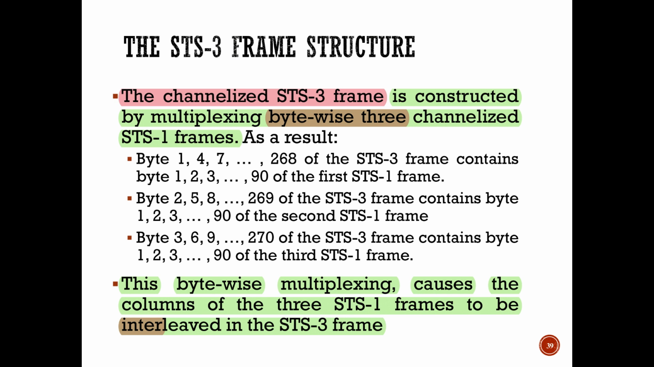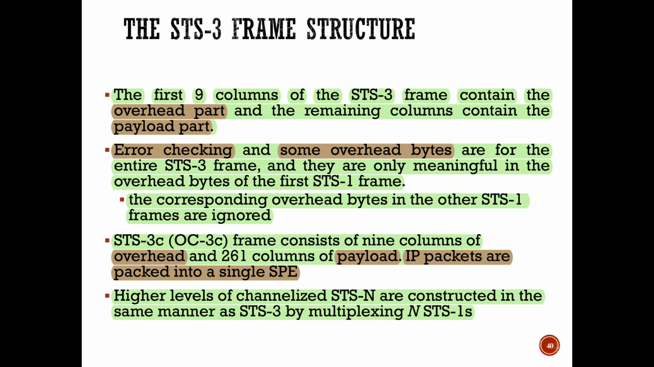STS3 frame. The first 9 columns of the STS3 frame contain the overhead part, and the remaining columns contain the payload part. Error checking and some overhead bytes are for the entire STS3 frame, and they are only meaningful in the overhead bytes of the first STS1 frame. The corresponding overhead bytes in the other STS1 frames are ignored.